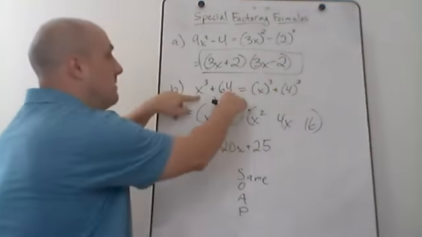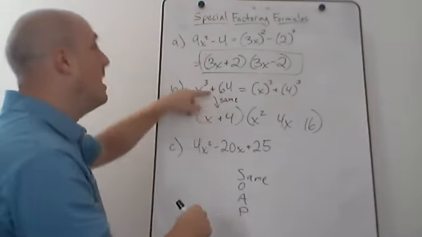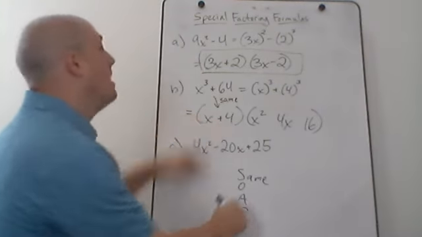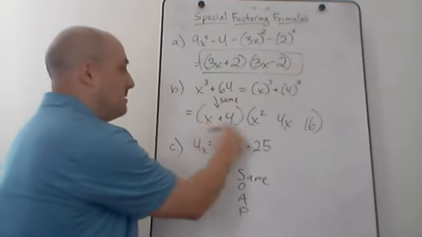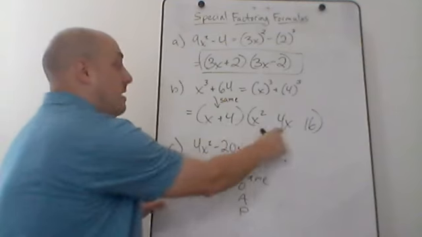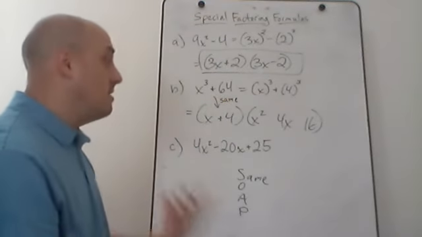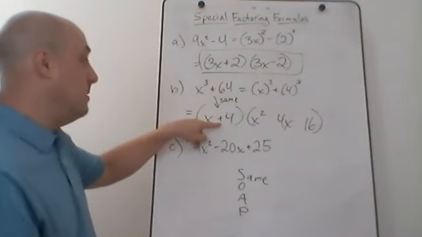It's the cube root of each of these. The cube root of x cubed is x, the cube root of 64 is 4, keep that sign the same, and then it's x times x. So this one multiplied by itself, these two multiplied together, and then the last one multiplied by itself to get that last one. And then as far as the signs are concerned, like we said, this one is the same.